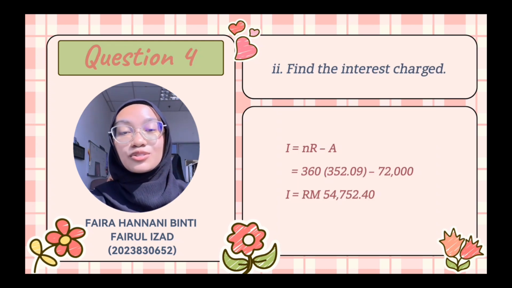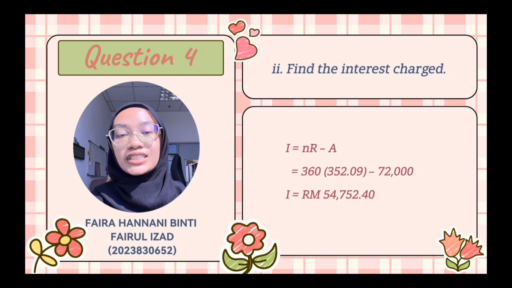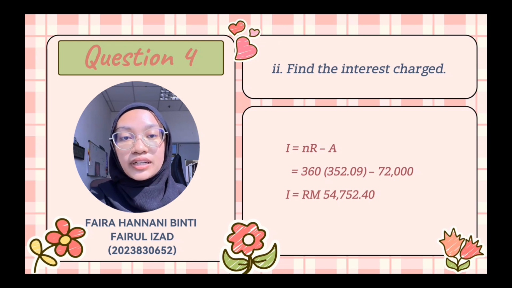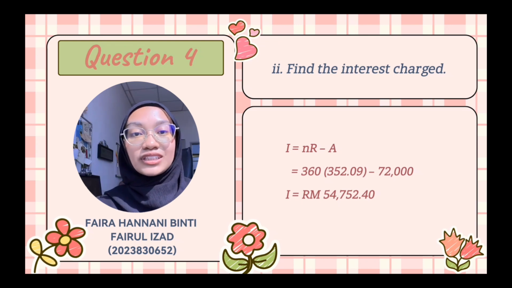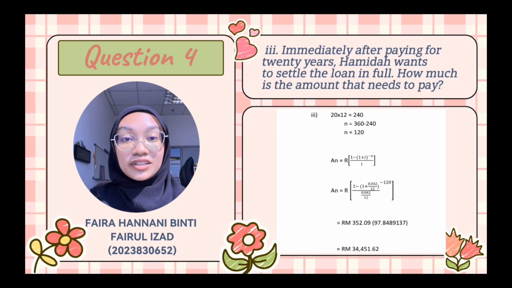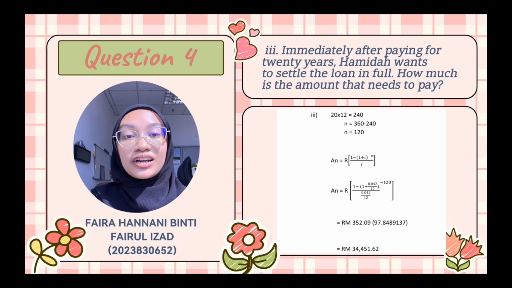The second question is to find the interest charge. So we need to use the interest formula, which is I equals nR minus A. So 360 times 352 ringgit and 9 cents minus 72,000 ringgit. So we will get 54,752 ringgit and 40 cents. From the last question, we know that she already paid for 240 months. So the remaining months that need to be paid is 120. So n equals 120 months.